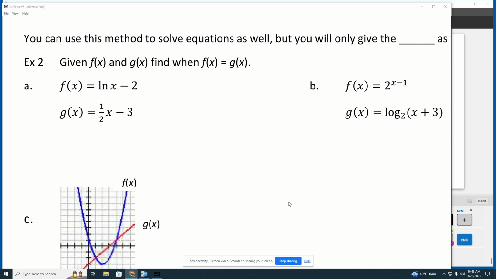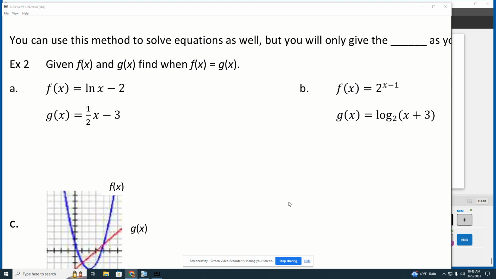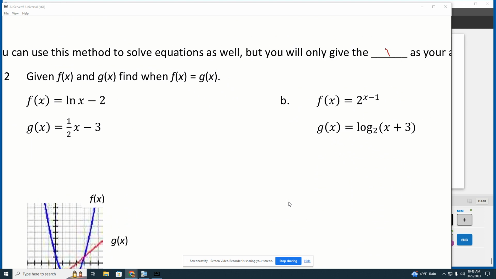When the instructions are explained in this way, you're still going to go through the same process, but you're only going to give your x value of that intersection as the answer. So the top ones you'll answer as an ordered pair. The bottom ones you'll answer as x equals, and then the x value of that ordered pair only. So the only difference is the way the question is asked.